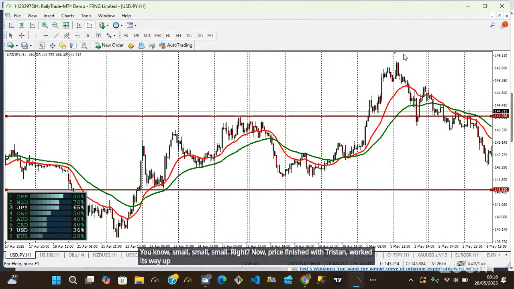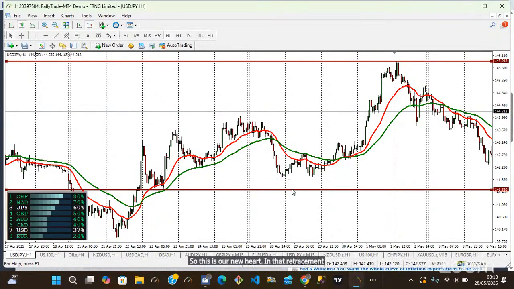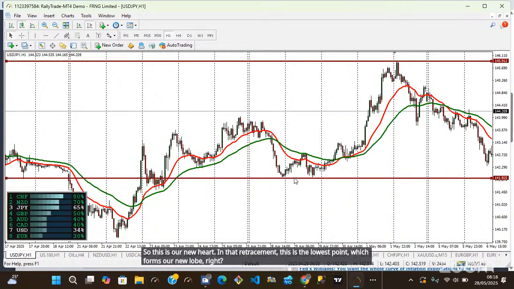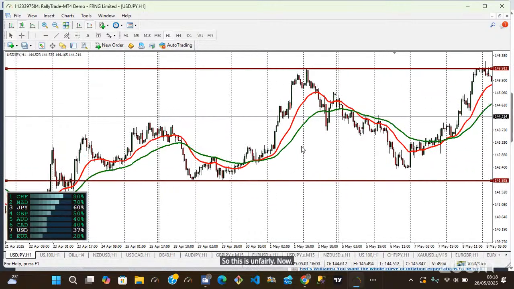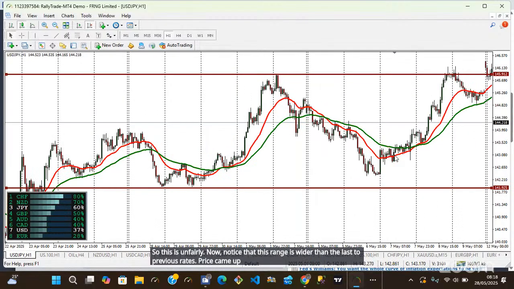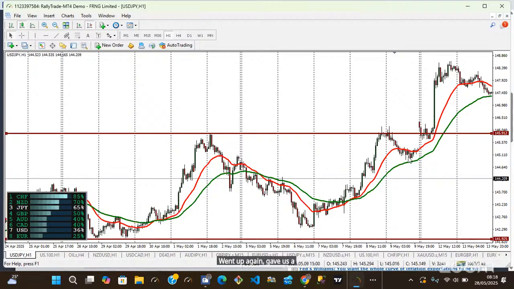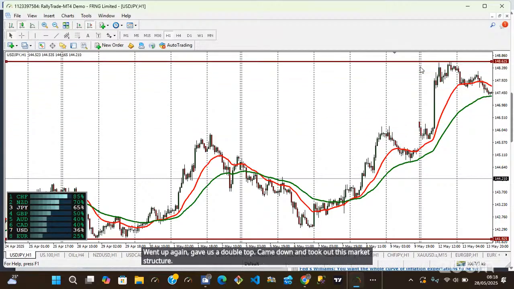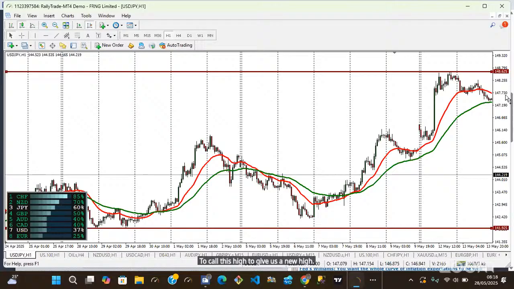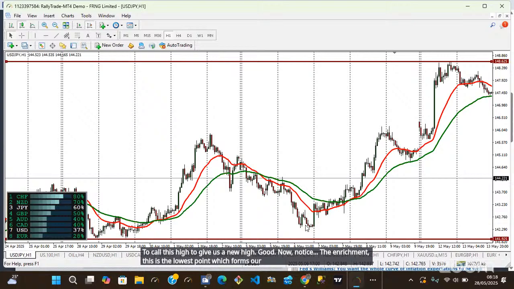This time around it took out the high and gave us a new high, isn't it? So this is our new high. In that retracement, this is the lowest point, which forms our new low. Now notice that this range is wider than the last two previous ranges. Price came up, did some good retracement again, went up again, gave us a double top, came down and took out this market structure, took out this high to give us a new high. Good. Now notice the retracement, this is the lowest point which forms our new low.